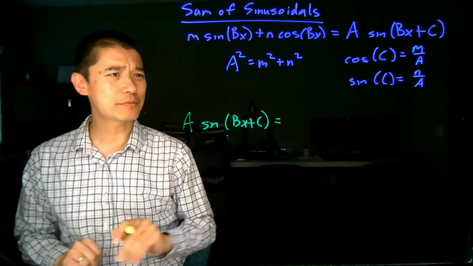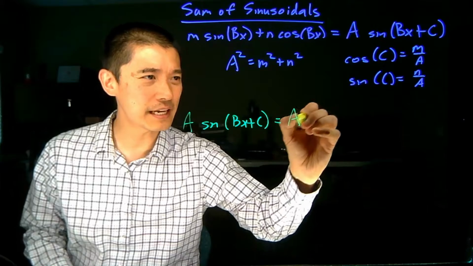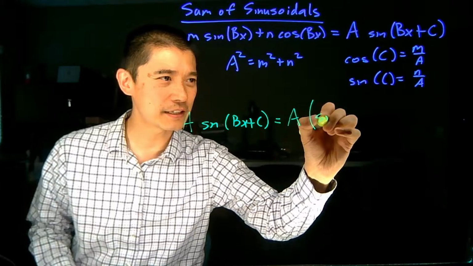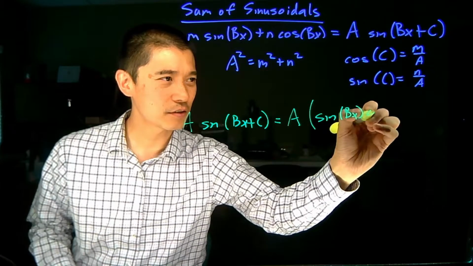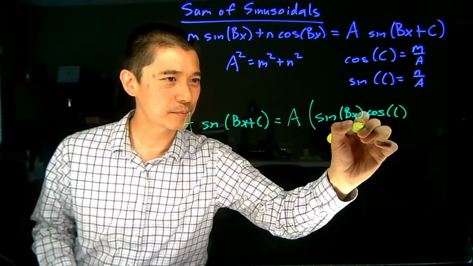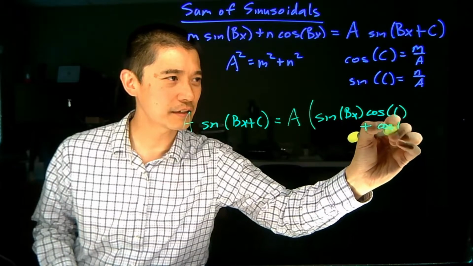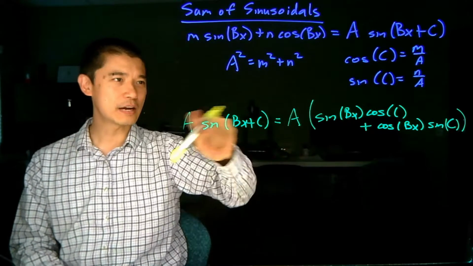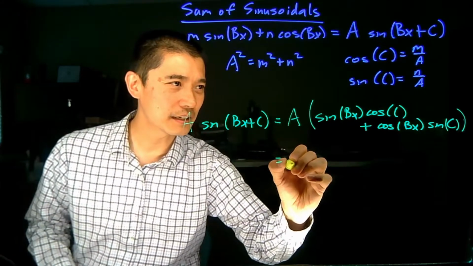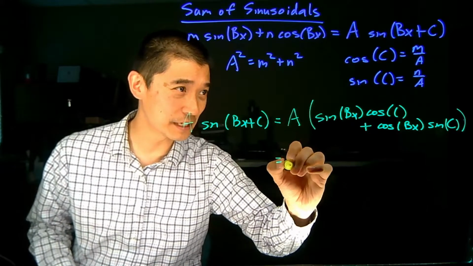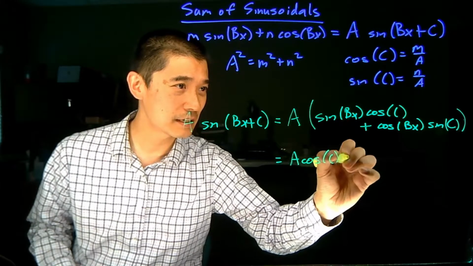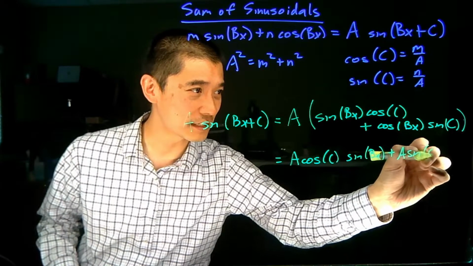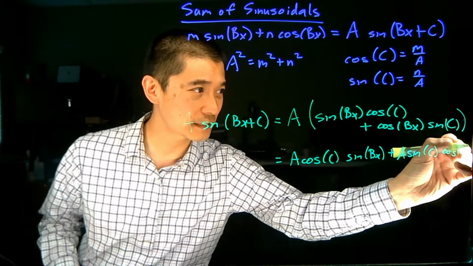And so what we can do here is just use the sum of angles formulas. A times the quantity, so this is a sum of angles in the sine function, so sine of bx cosine of c plus cosine of bx sine of c. And now we're going to distribute the a, and we're also going to put the sine bx term on the end. So a cosine of c sine bx plus a sine of c cosine bx.